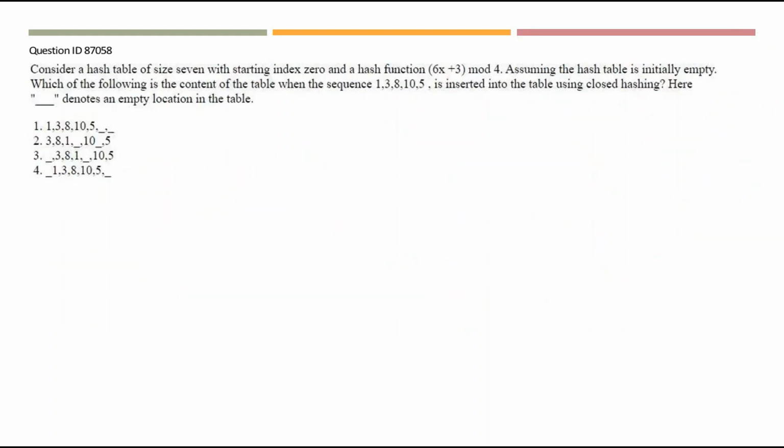Next question. Consider a hash table of size 7 with starting index 0 and a hash function 6x plus 3 mod 4. Since they have placed the options in horizontal manner, let me also depict the hash table in horizontal manner. It is starting with the index 0. So we have started the slot numbering from 0 and ended up at 6. There are totally 7 slots available. The hash function will be 6x plus 3 mod 4. Assuming the hash table is initially empty.